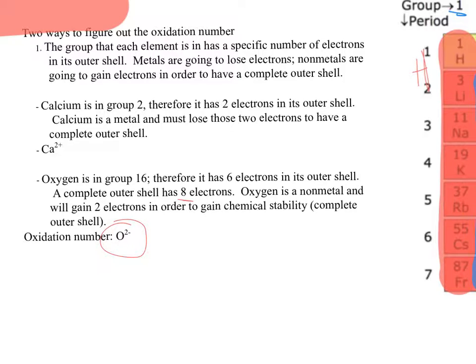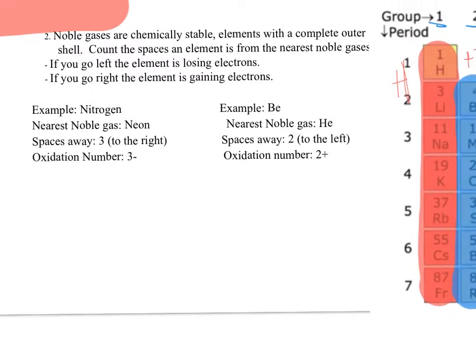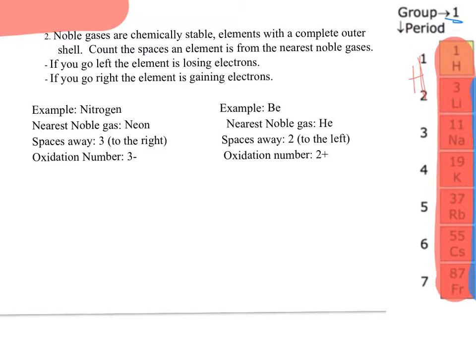All right, and I think honestly there's a better way to do this. I'll go through that in a second. Here's the second way. The noble gases, we know this, in group 18, they're chemically stable. They have a full outer shell. All the elements, the goal of bonding is to have a full outer shell, just like the noble gases.